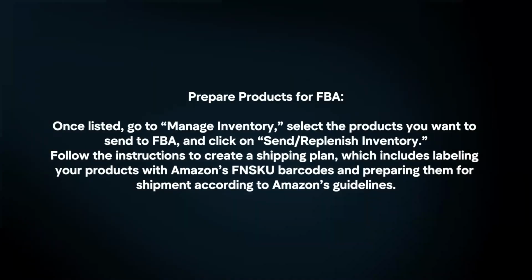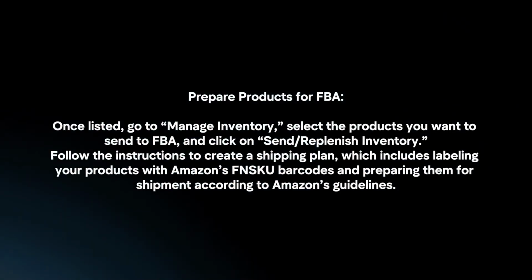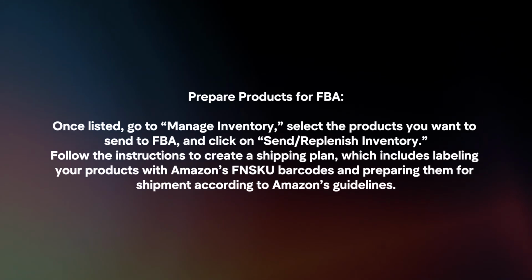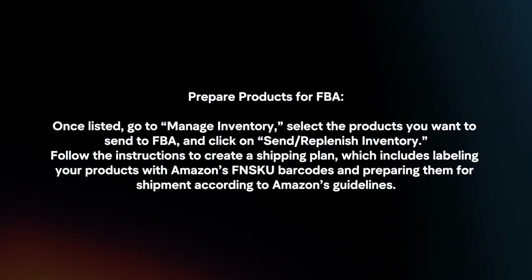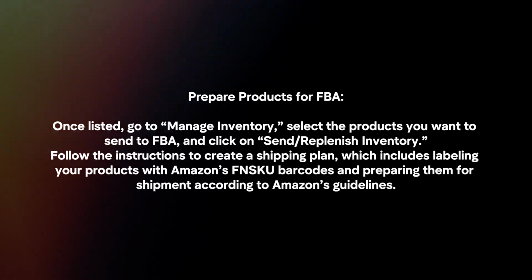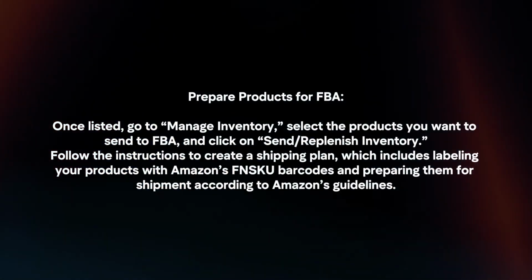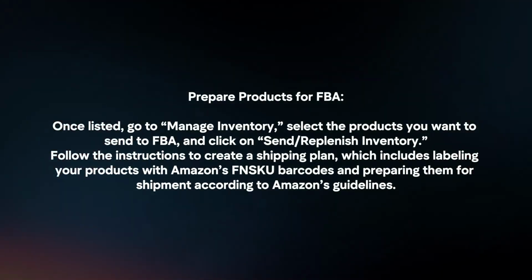Prepare products for FBA. Once listed, go to Manage Inventory. Select the products you want to send to FBA and click on Send or Replenish Inventory. Follow the instructions to create a shipping plan, which includes labeling your products with Amazon's FNSKU barcodes and preparing them for shipment according to Amazon's guidelines.